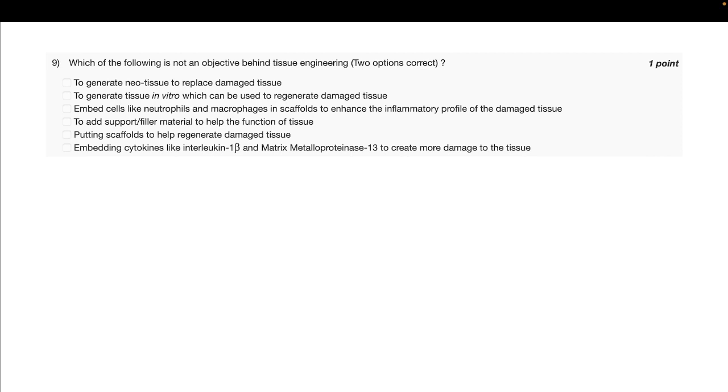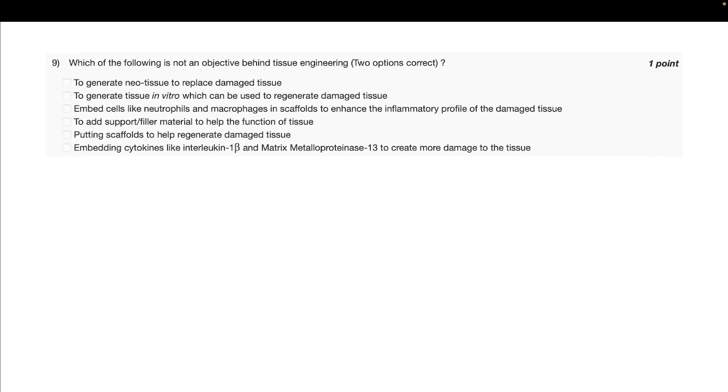Anybody? So basically the question is asking us what the applications of tissue engineering are. Whichever doesn't fit into these applications is the answer. Anybody wants to give it a try? The last option you're saying, embedding cytokines. Okay, that is one option. Do you have any other option? Because the question is asking us to select two options.